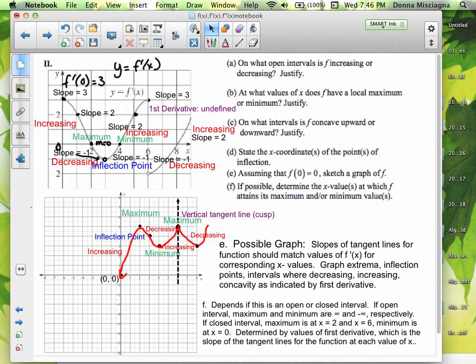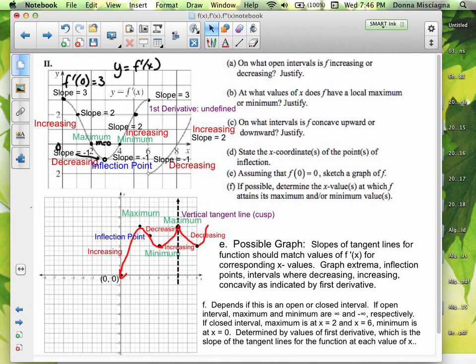But let's say this is a closed interval, and we're closed between 0 and 9, I guess, because I see 9 there. Then we would have an absolute max, and it looks like it would be the exact same thing occurring in two different places, perhaps.